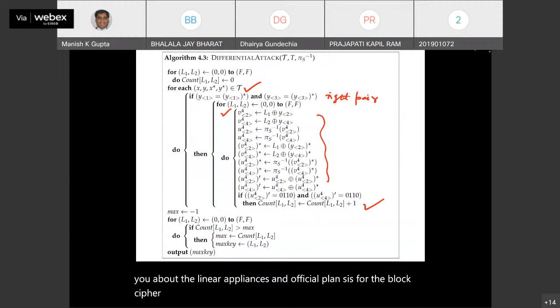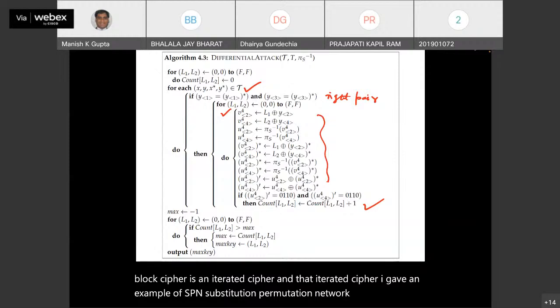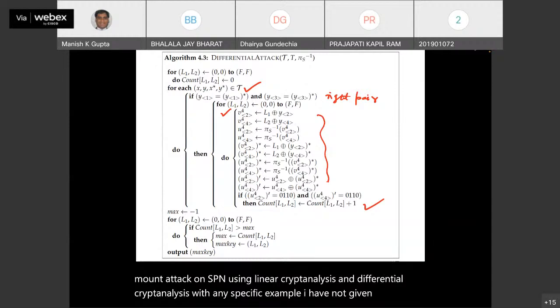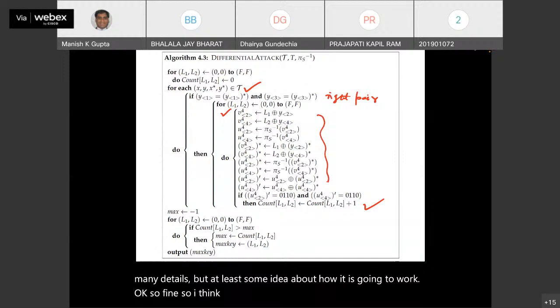Okay. And there are interesting stories about how once these ideas came out, people started developing different directions, and finally AES was discovered. Anyway, in my next class, I'm going to talk about DES, Data Encryption Standard, and AES, Advanced Encryption Standard. This next class is really important to understand the basic protocol. Till now I gave you certain ideas about block cipher being an iterated cipher, and for iterated ciphers I gave an example of SPN, substitution permutation network, and how to mount an attack on SPN using linear cryptanalysis and differential cryptanalysis, with a specific example. I have not given you too many details, but at least some idea about how it works. Okay, so fine. Next class I'm going to look at DES, and then we'll look at AES.